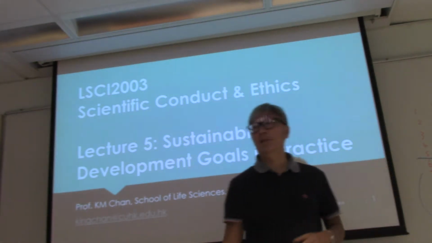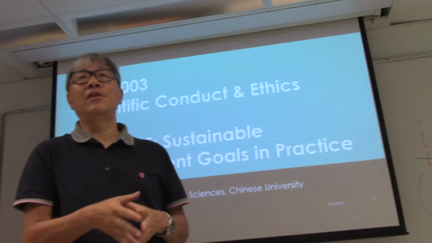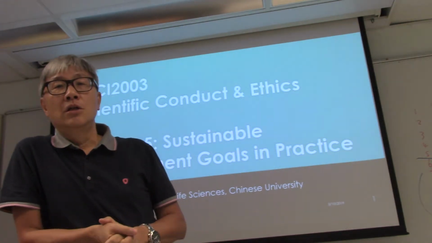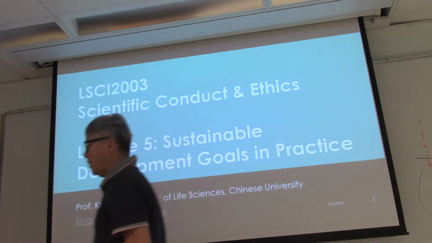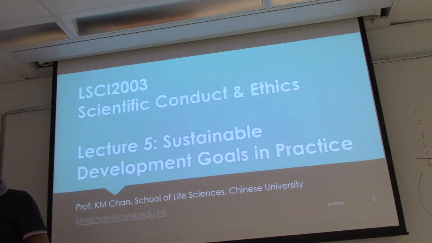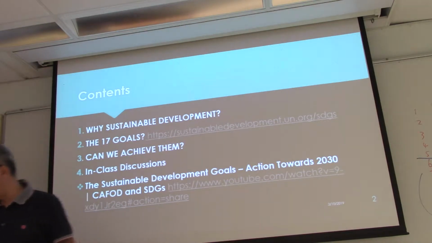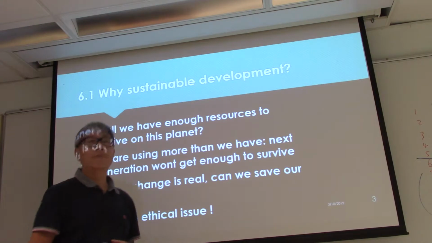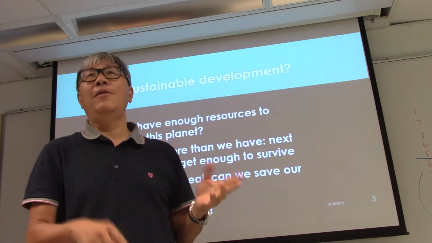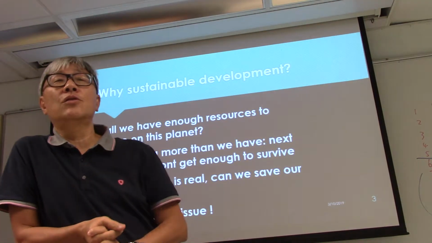Now recently, like last year or 2 years ago, they have developed into 17 goals. So today we would like to review what's happening here. Scientific conduct and ethics. So what is sustainable development, or why sustainable development? This is a key issue of ethical issues. Do we have enough resources to sustain?